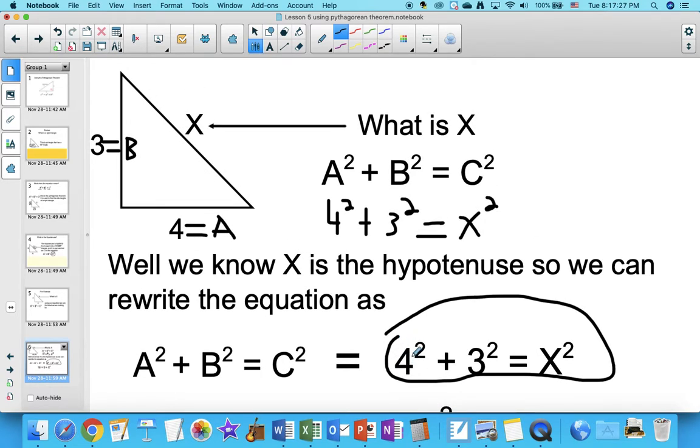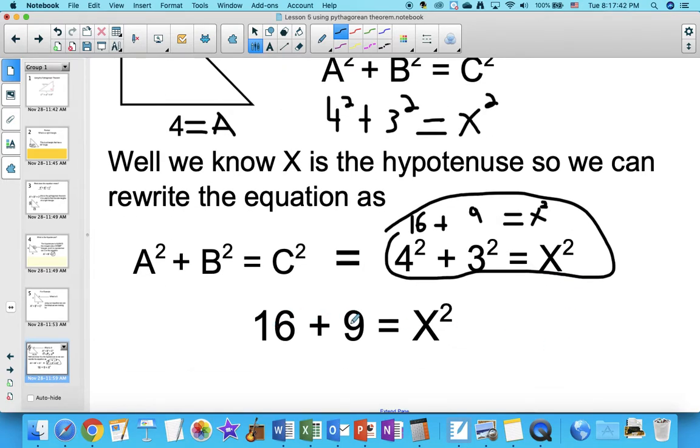4 squared is 16, so that's 16, right? Plus, well, 3 squared is 9, right? Equals x squared, right? Because I can't do anything else with this x. So here we have 16 plus 9 equals x squared.